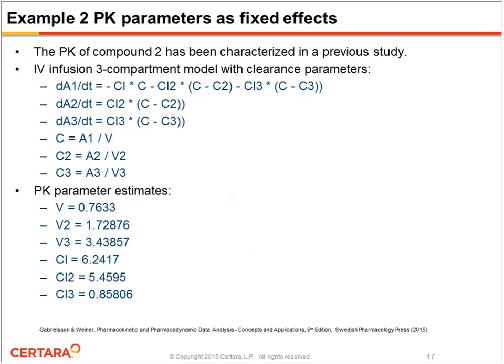Okay, so for the second compound, the pharmacokinetics have been characterized in a previous study. For the IV infusion administration, the three-compartment model is used with clearance parameters. The first three statements are the amounts, and we have clearance for the different compartments included in these statements, as well as concentration in the central and the two peripheral compartments expressed as A1 divided by V, A2 divided by V2, and A3 divided by V3, respectively. The PK parameter estimates here, we have the volume and clearances of the three compartments shown here. Next slide.